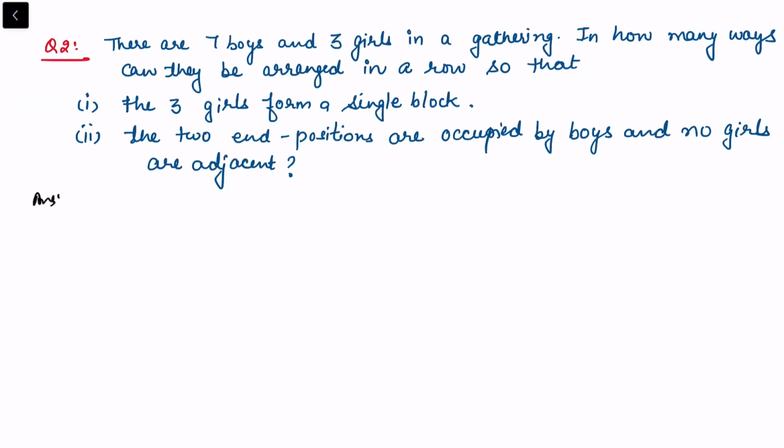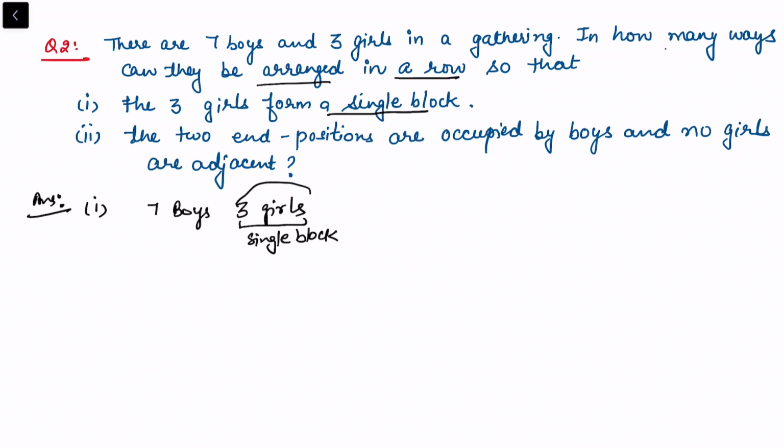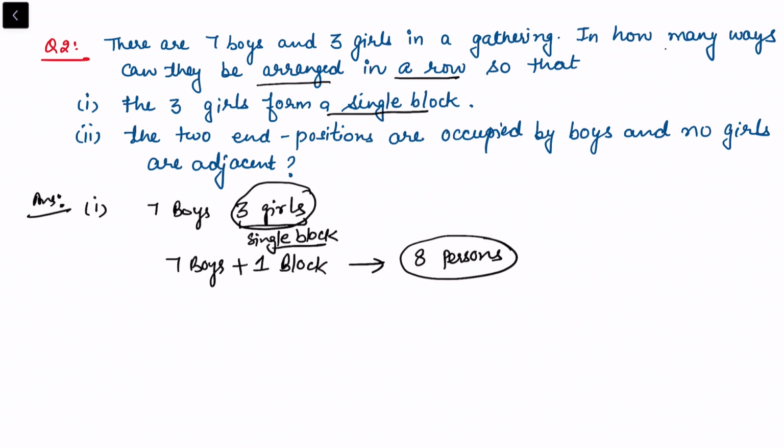In question number 2, there are 7 boys and 3 girls in a gathering, and we want to know in how many ways they can be arranged in a row so that the 3 girls form a single block. Now for the first part, in total there are 7 boys and 3 girls. But all these 3 girls are considered as a single block, which means we will consider this as a single entity. So rather than counting this as 3, we will first count this as one block. And here we have 7 boys. So in total 7 plus 1, we have 8 persons. We'll count this as 8 persons because of the single block condition given in the problem.